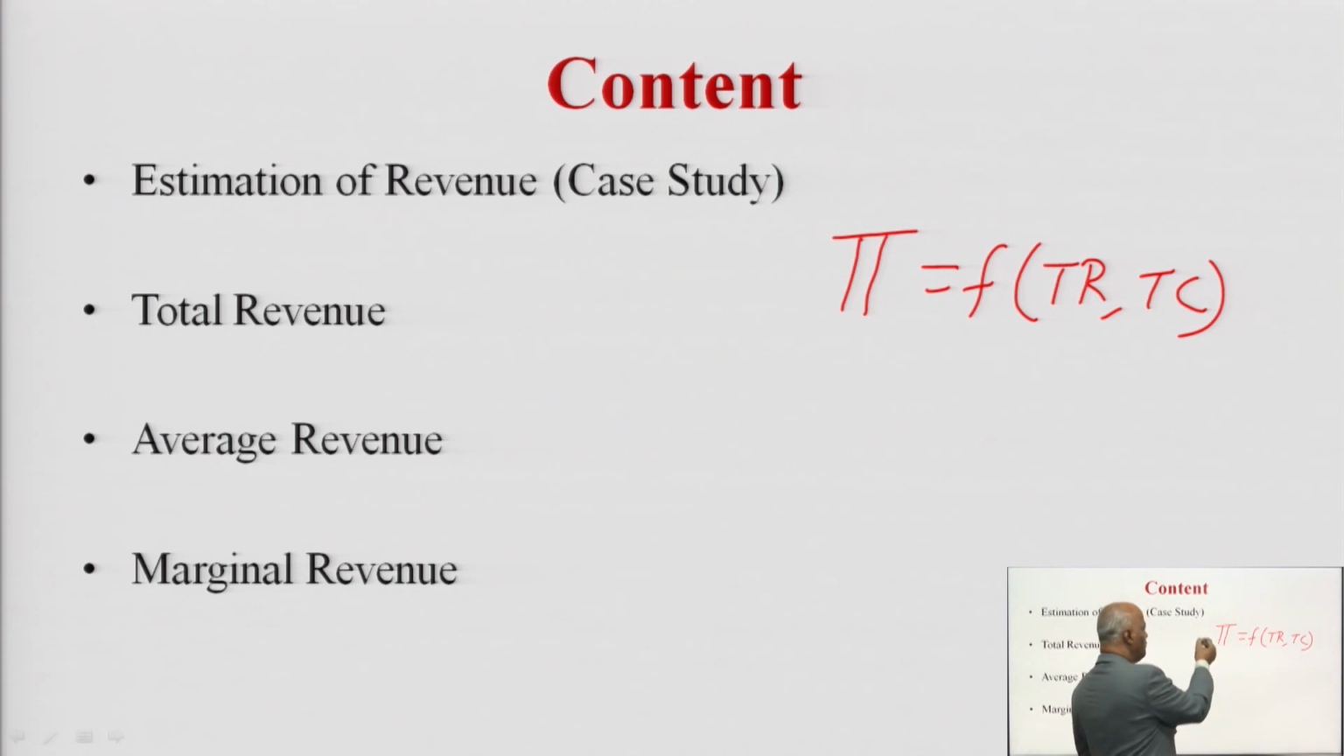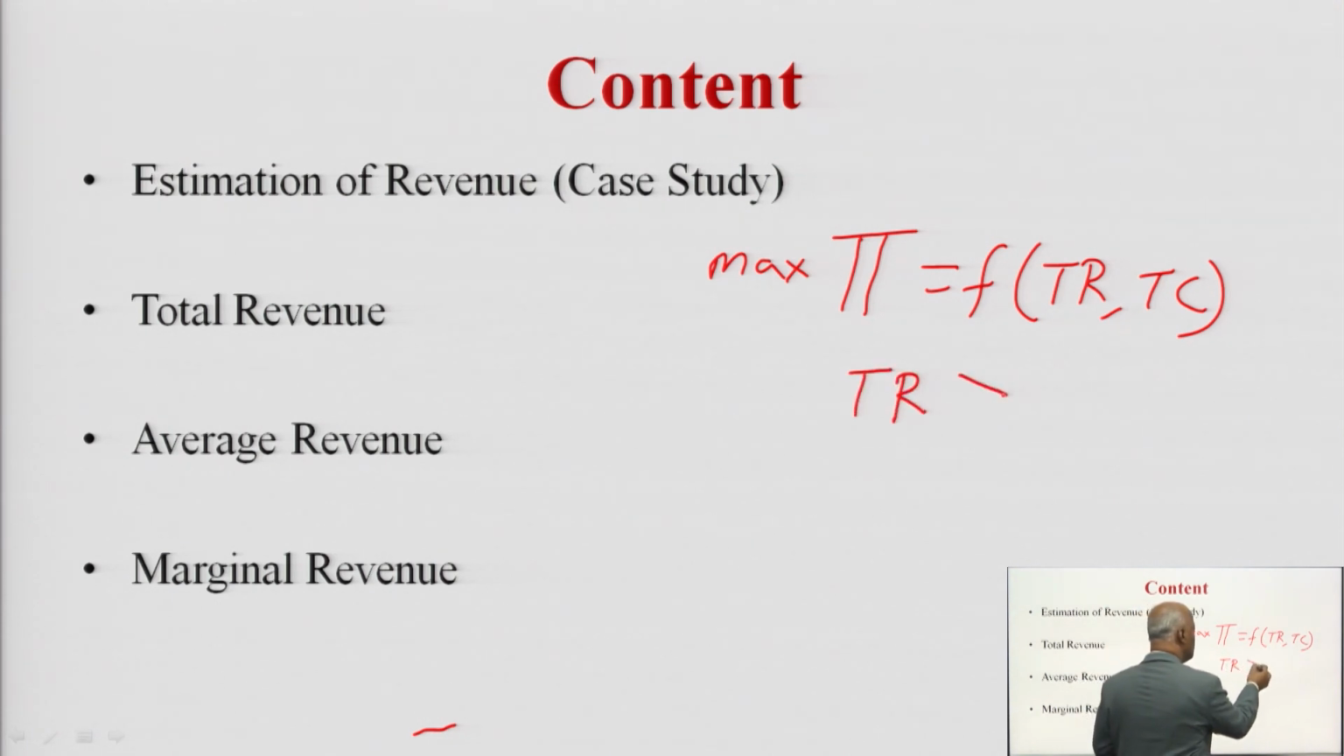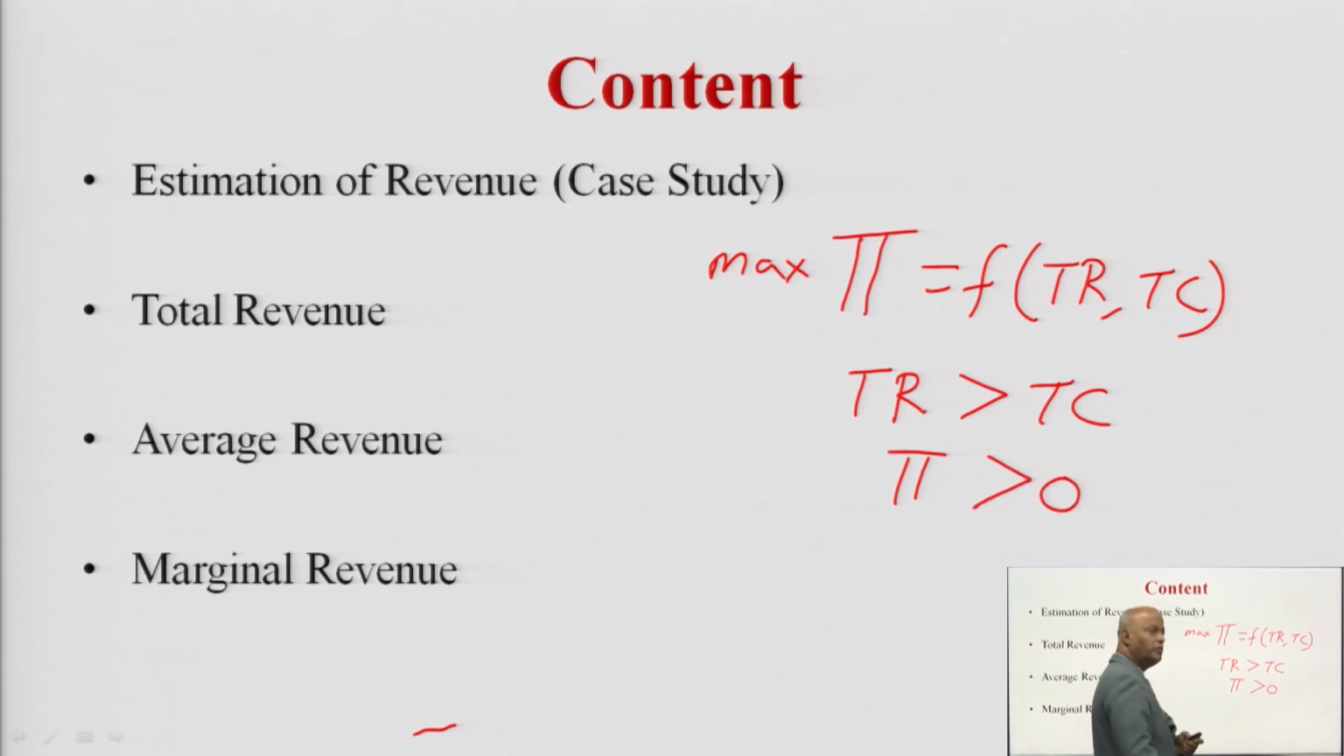Every firm wants to maximize profit, and profit is a function of total revenue and total cost. Now, this profit can be maximized if total revenue is greater than total cost. That means during this time you will have profit which is greater than 0. That means there is a positive profit.